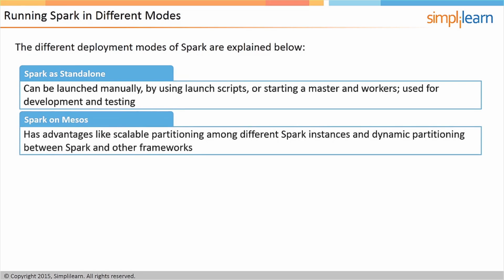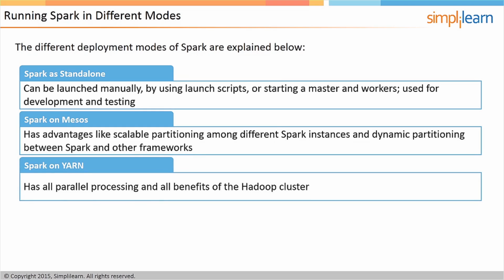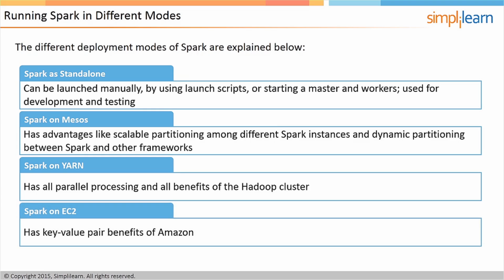Spark can also be run on hardware clusters that are managed by Mesos. Running Spark in this mode has advantages like scalable partitioning among different Spark instances and dynamic partitioning between Spark and other frameworks. Running Spark on Yarn has all parallel processing and all benefits of the Hadoop cluster. By running Spark on EC2, you have key value pair benefits of Amazon.